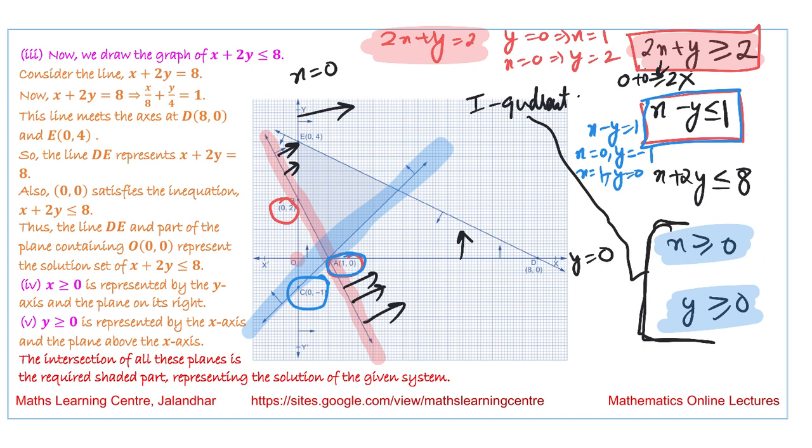Again, in this line, if we substitute the point 0 comma 0, 0 is less than or equal to 1 is satisfied. So we are talking about the portion above this line.